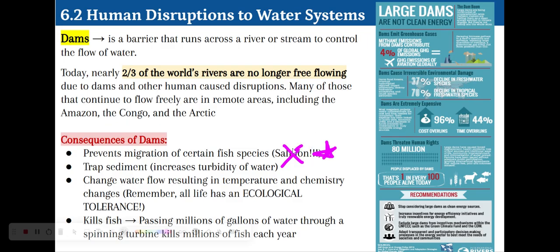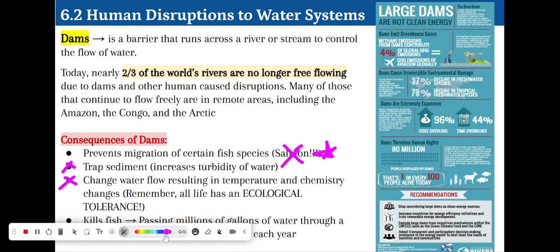So now when we're building these dams, we are now preventing the salmon from going back to their ancestral spawning grounds, thus reducing their population. They trap sediment, increasing turbidity. They change the water flow, resulting in changes in temperatures and chemistry. It's going to kill the fish because they're passing through the turbines, which kills millions of fish each year.